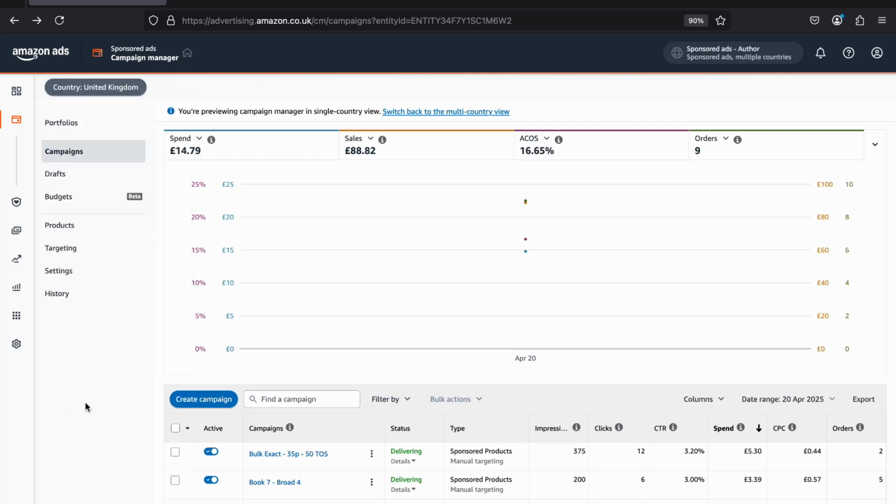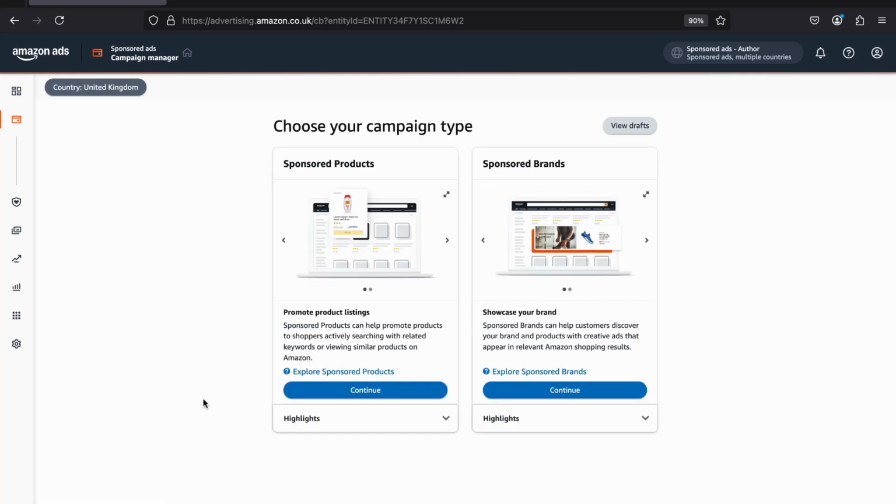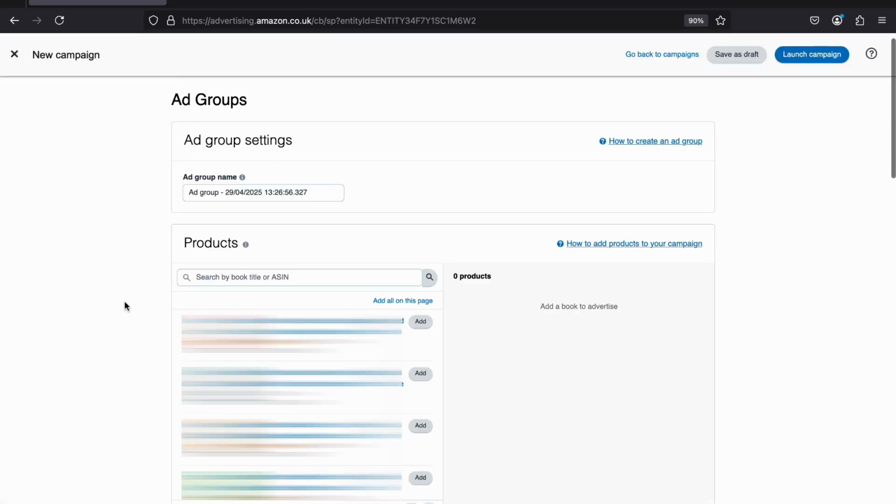But to go in and actually start creating your first campaign, just go over to this create a campaign button. Then you have the options of sponsored products or sponsored brands. This might look a little bit different depending on your location and also where you're advertising in. The one we want for this example is sponsored products, so go ahead and click into that. Then you have a couple of things that you need to do. The first thing is your ad group name. I always just leave this exactly as it is.